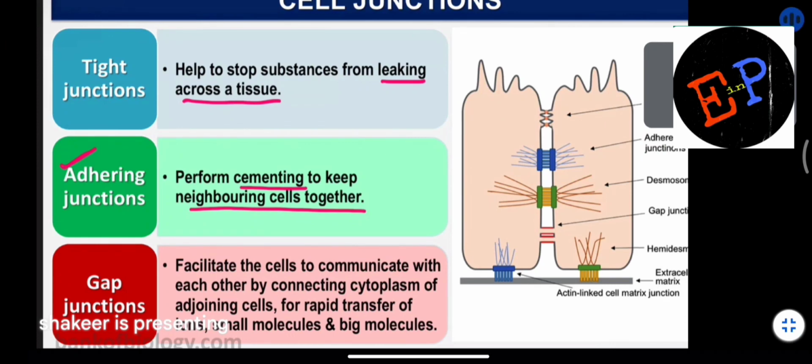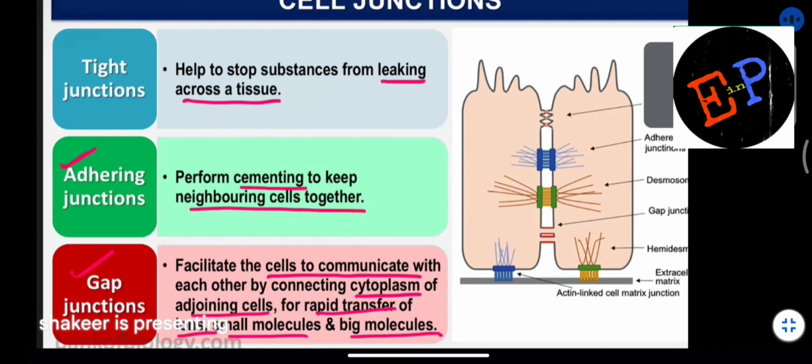For your hand to operate like this, there are many chemical reactions and electrical functions going on. So for your hand to operate, definitely there should be communication between one cell and another cell. That communication is provided by which junction? Gap junction. They facilitate the cells to communicate with each other by connecting the cytoplasm of adjoining cells for a rapid transfer of ions, small molecules, and big molecules. Are you able to understand? So for communication purposes, these gap junctions are present.